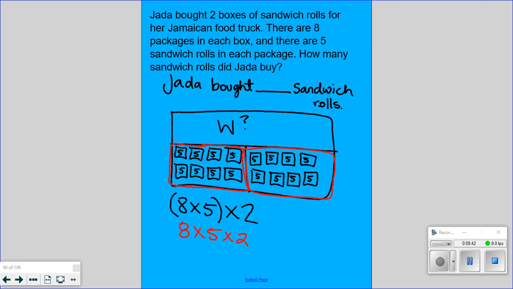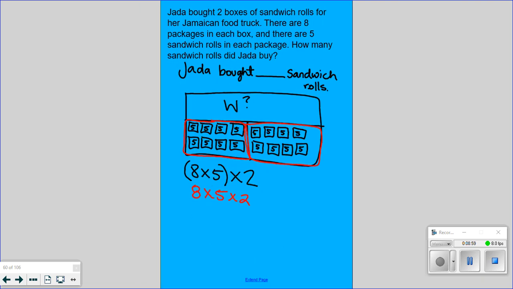What if, so Gio said I wanted to think about the rolls first. What if I wanted to think about the boxes first? How many boxes are there? 2. Bryson, how many boxes are there? 2. So I have 2 groups of, is it 8 or 5? Look inside your 2 groups. 8. It's 2 groups of 8.